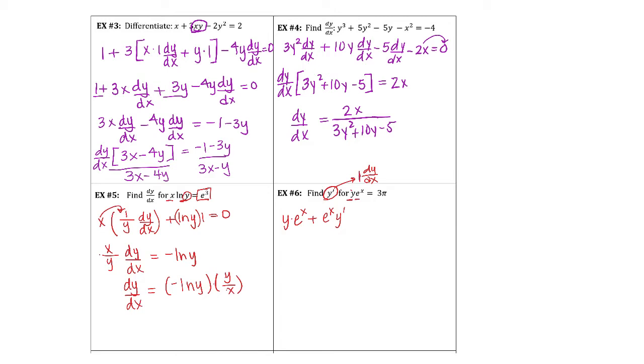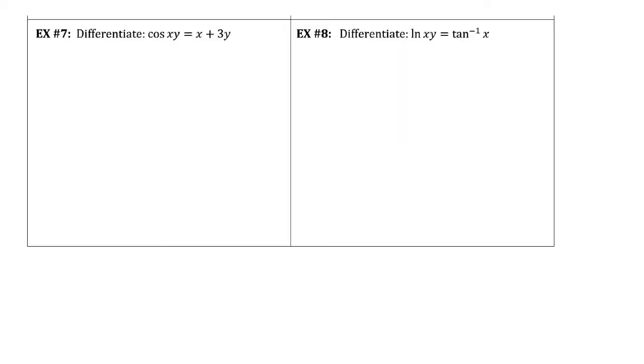So we're going to have just that. And that's going to be equal to 0. And we're going to move our y, e to the x over. So we have e to the x y prime equals negative y e to the x. And then y prime equals negative y times e to the x over e to the x. And you can leave it just like that. All right, moving on.